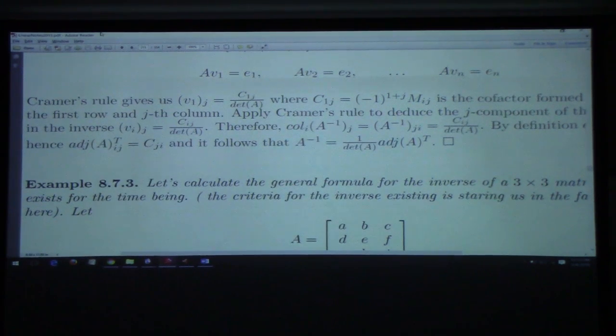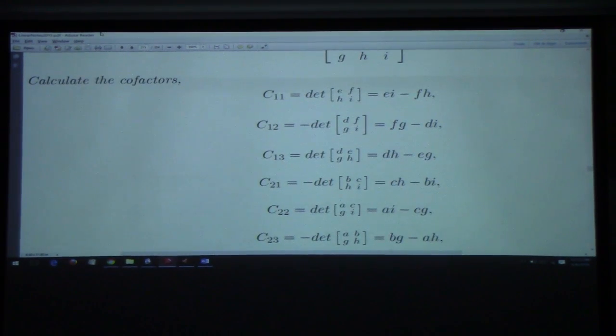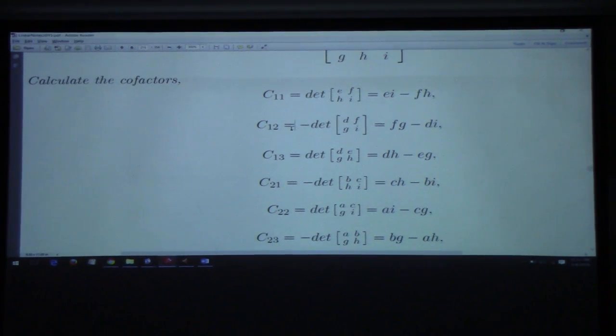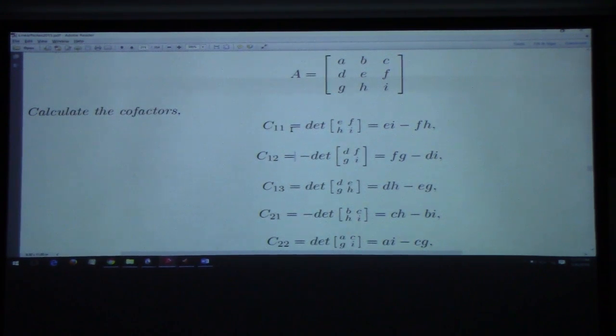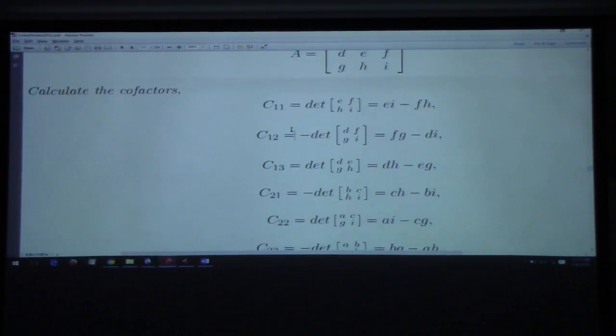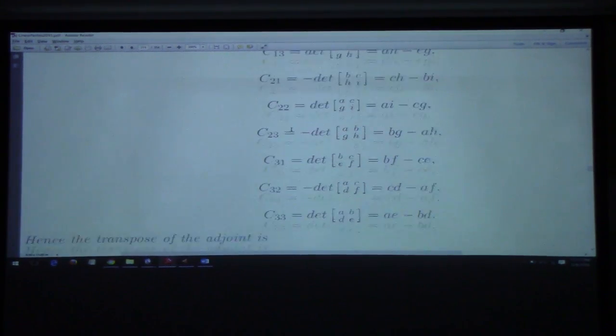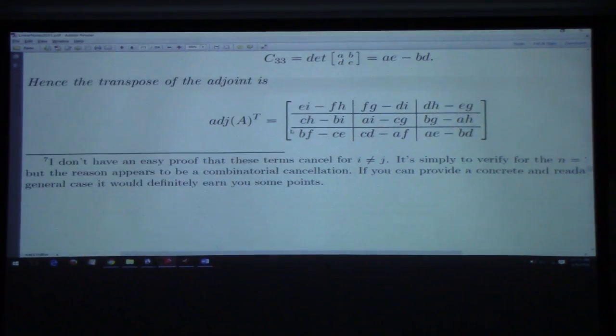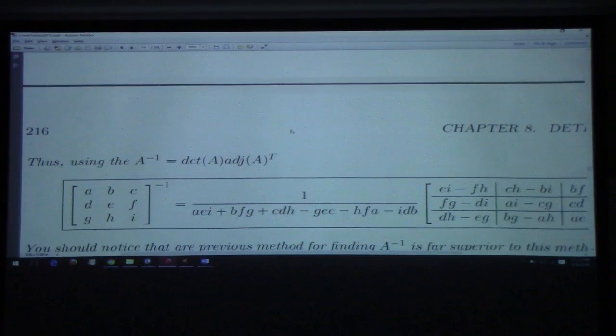Just for kicks, here's C11, C12, C13, C21, C22, and so on. Here are all of the cofactors for the 3 by 3 matrix A, B, C, D, E, F, G, H, I. These are the cofactors. Behold them in all their glory. The adjoint is that. There's its transpose, rather. And so here's the formula for the 3 by 3 inverse.